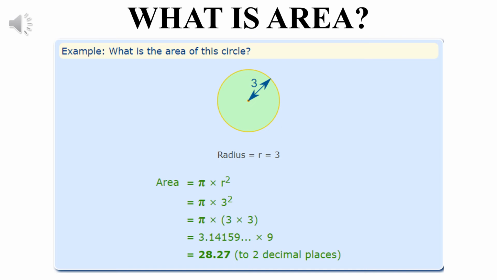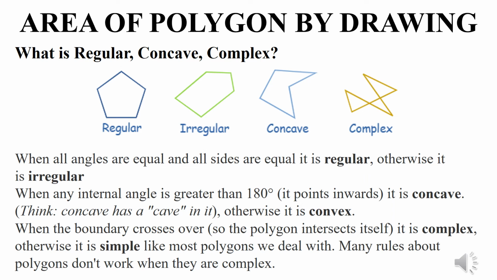Example: what is the area of this circle? Radius r = 3. Area = pi times r squared = pi times 3 squared = pi times 9 = 3.14159 times 9 = 28.27 to 2 decimal places.